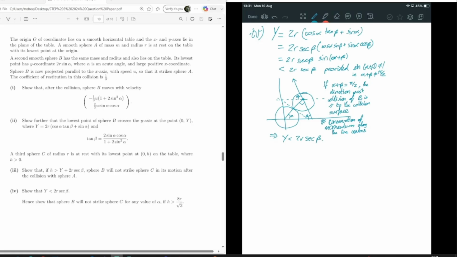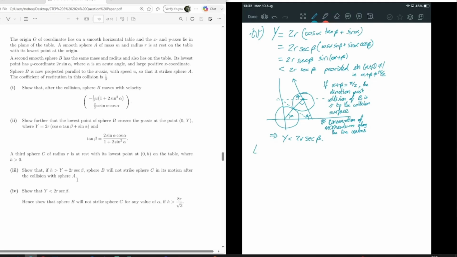So now we want to show that the sphere B will not strike C again for any value of alpha if h is bigger than that particular value. So we would like to maximize this part here. In the previous part, we showed that h is always bigger than this thing. So if we can find the maximum of this expression, then we can say that if h is bigger than that maximum, then it's certainly going to be bigger in every single possible situation.